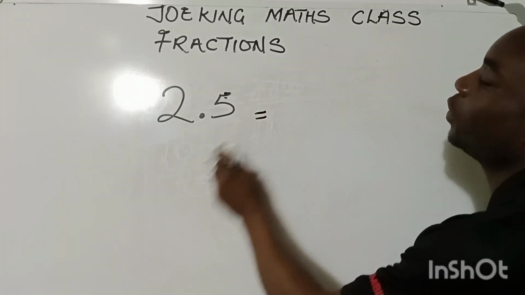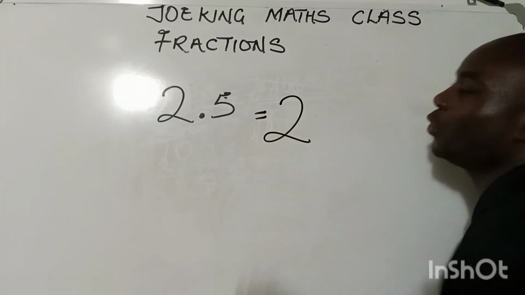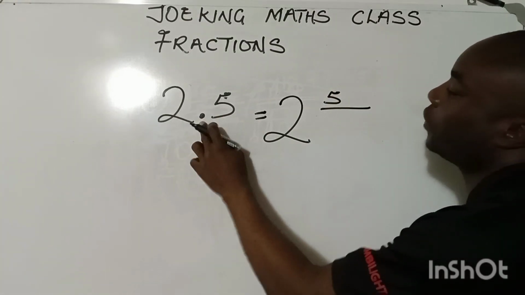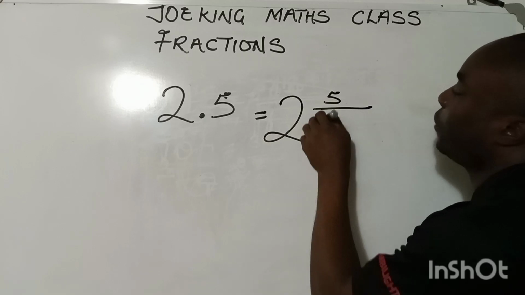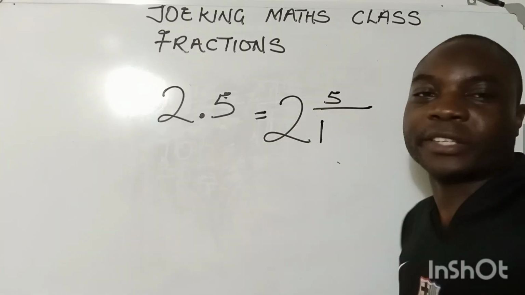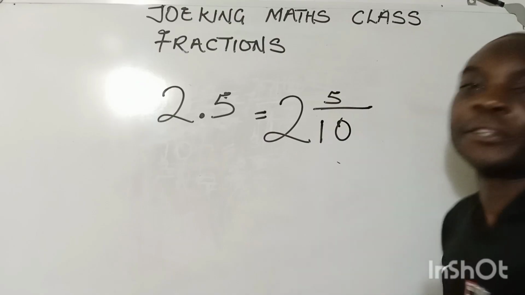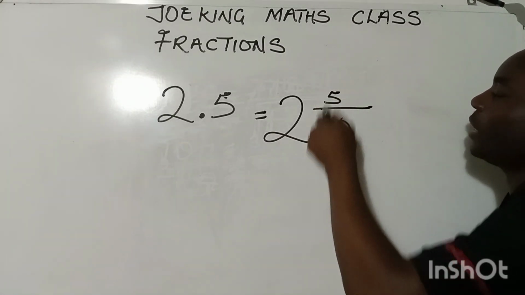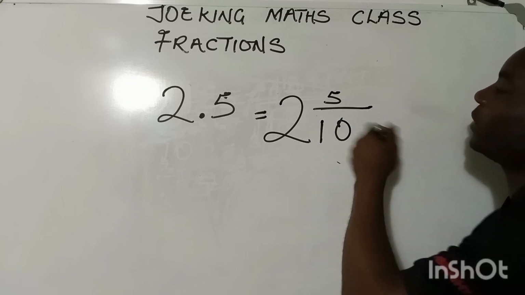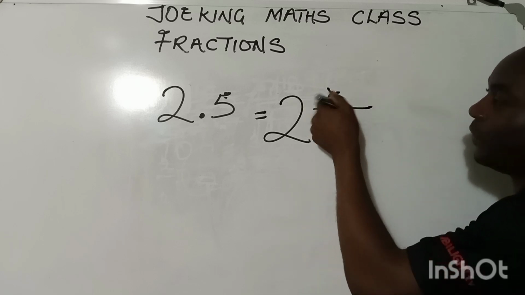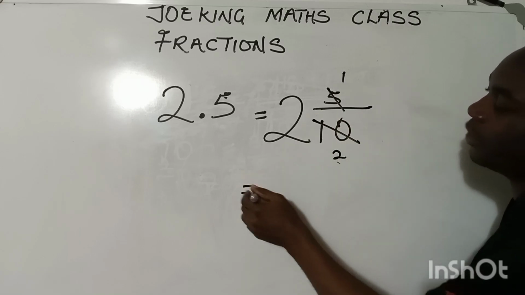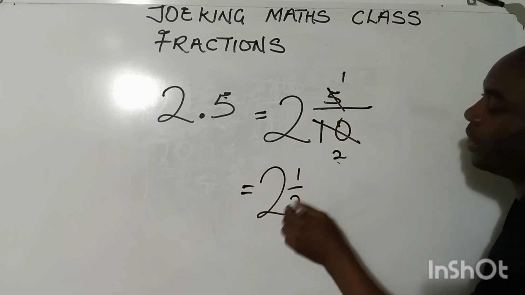All we need to do is write our 2 as a whole number. Then we bring our 5 up, and our point changes to this division sign, then 1. After the point, we have one digit, which is 5, so 1 0 will be represented. The next thing we'll do is reduce our proper fraction, 5 over 10, to the lowest term. And how do we do that? 5 can divide itself once, and 10 can divide 5 two times. So our answer will be 2 whole number 1 over 2.